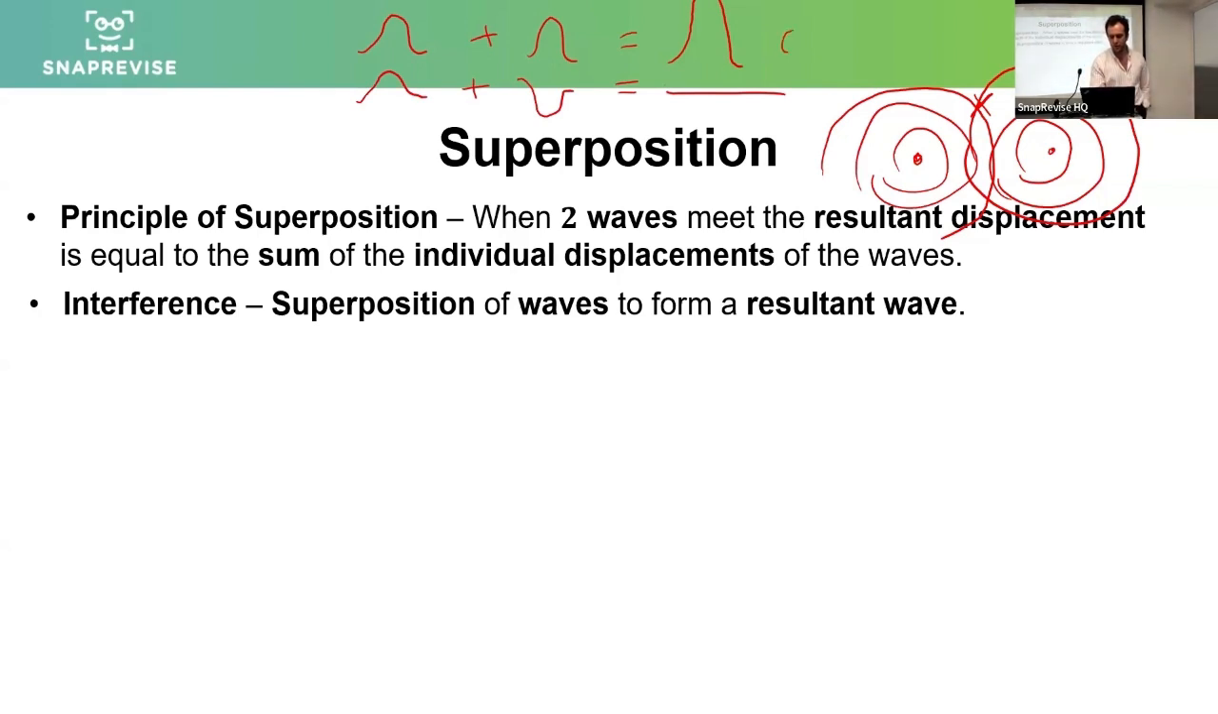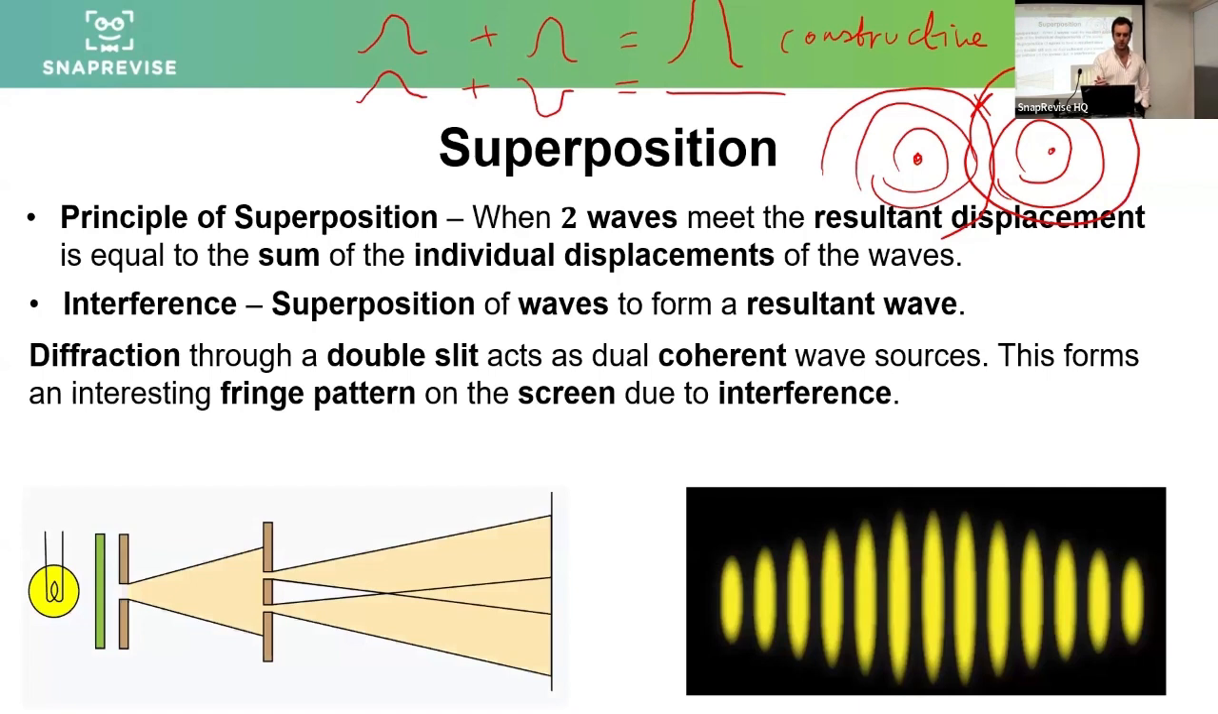The former case is constructive interference. The latter case is destructive interference, for reasons that hopefully are obvious. Interference is the superposition of waves to form a resultant wave. So yeah, on my right here, these are my resultant waves.